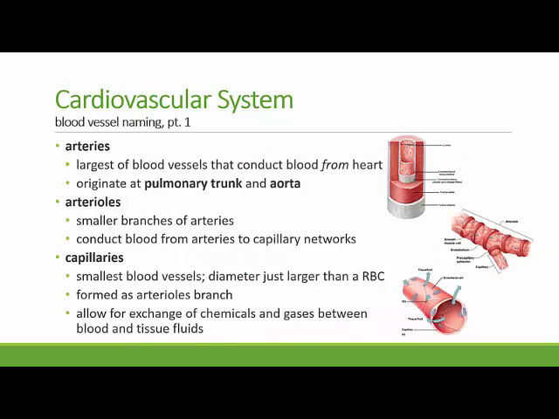Arteries are the largest blood vessels that conduct blood away from the heart. So these are efferent blood vessels. The arterial system is efferent, conducting away from the heart. And the arteries originate at the pulmonary trunk and from the aorta. So those are the two largest of the arteries that are found in the body, the aorta and the pulmonary trunk, and all of the arterial system emanates from these two main blood vessels.